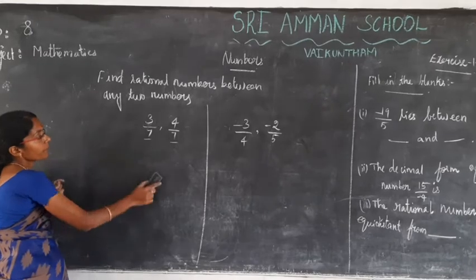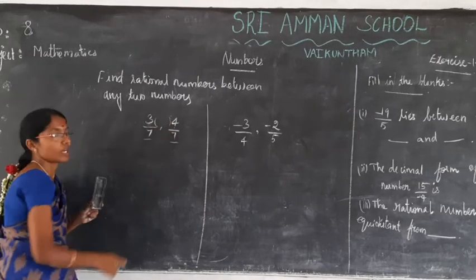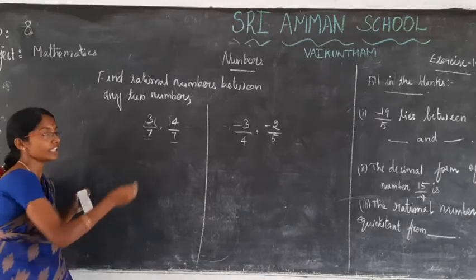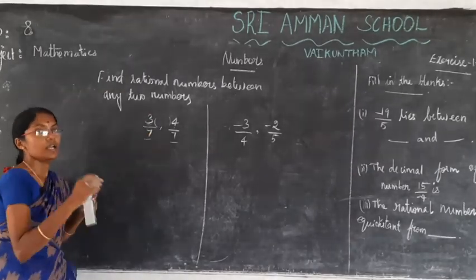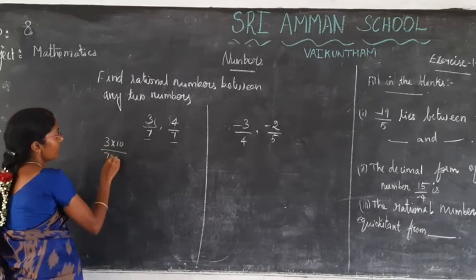Here, you should find a rational number between 3 by 7 and 4 by 7. So how will you find? You can find by multiplying the denominator and the numerator by 10. Okay. So 3 into 10 divided by 7 into 10.